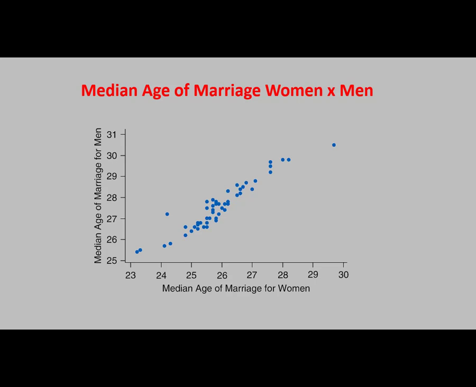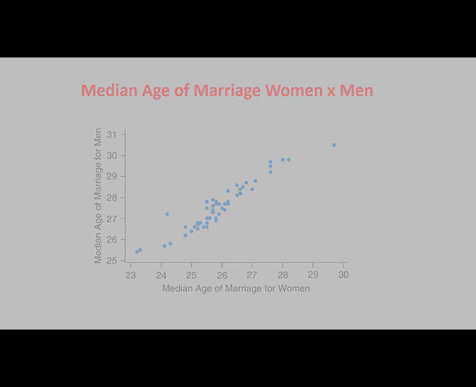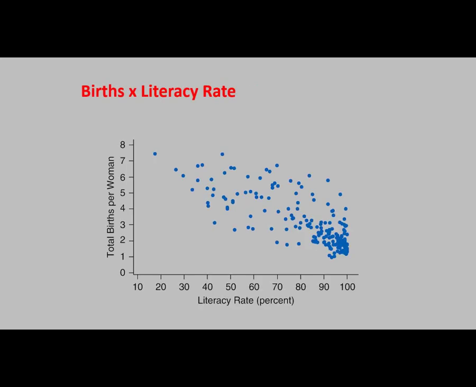So this slide shows the relationship between the age at which women marry and the age of their spouse. The points show a positive trend. As the age at marriage of the woman goes up, the age of the men they marry goes up as well. This slide shows the relationship between births and literacy rates. It depicts an inverse or a negative relationship. As a country's literacy rate goes up, the total number of births per family goes down.